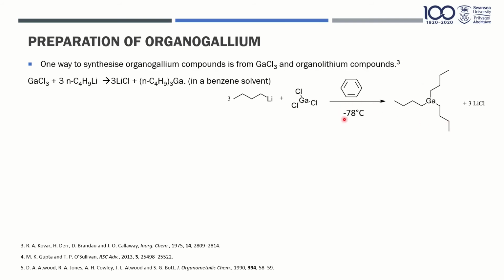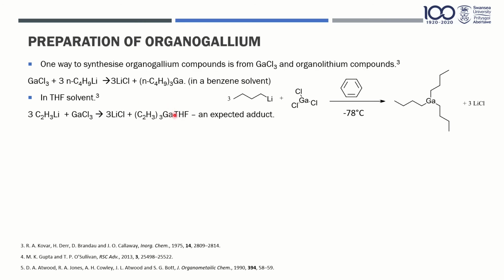We do this at minus 78 degrees due to the t-butyl lithium. If you do it at higher temperatures, this reaction is not going to work, and anything lower will be slower. We can also use a THF solvent instead of the benzene. This gives us this reaction. Here we're using a different organolithium, but this does not matter, as we still get an organogallium compound at the end.